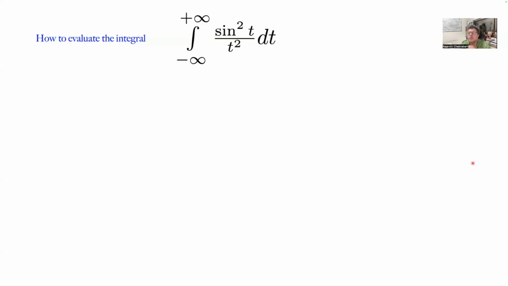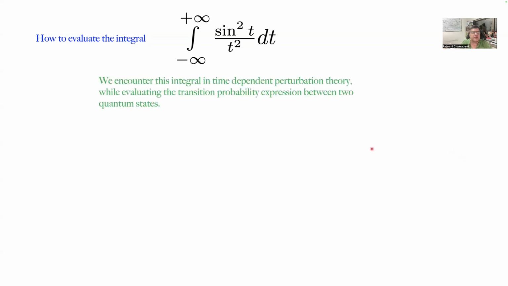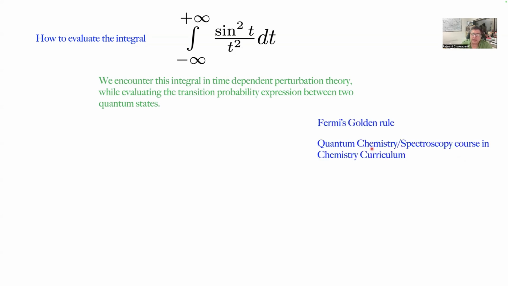So today we are going to evaluate this integral, sine squared t over t squared. And this integral is quite important, especially to chemistry students, because they encounter this integral in what is known as time-dependent quantum mechanics while deriving the transition probability between two quantum states and eventually get what is known as Fermi's golden rule. So this is part of any quantum chemistry course or any spectroscopy course in chemistry.